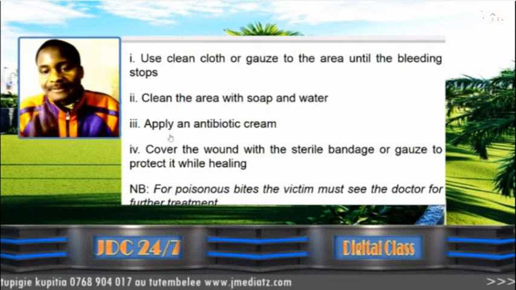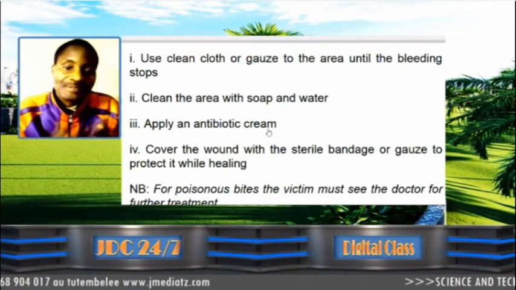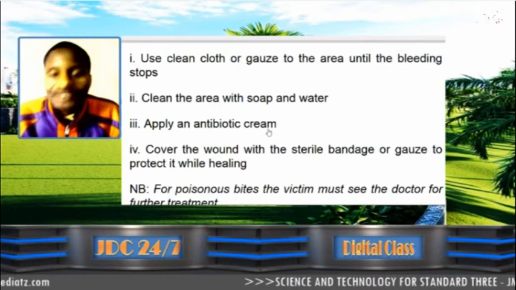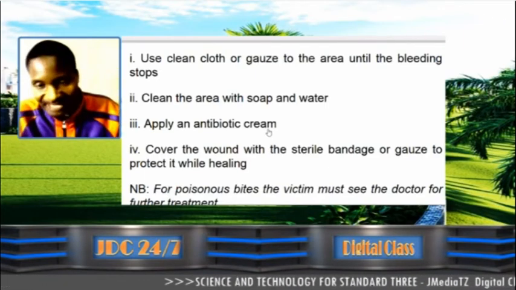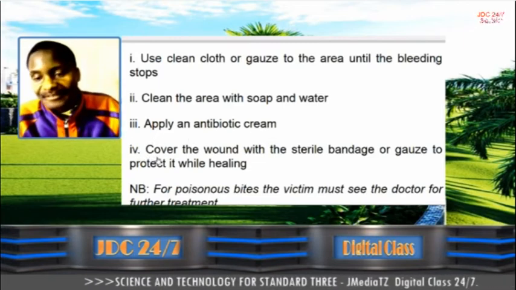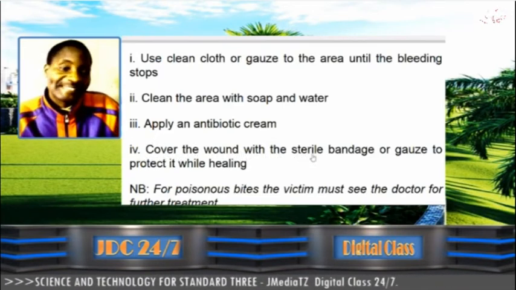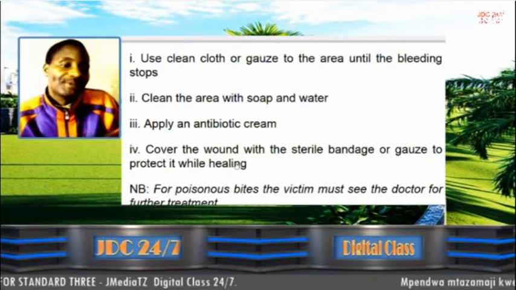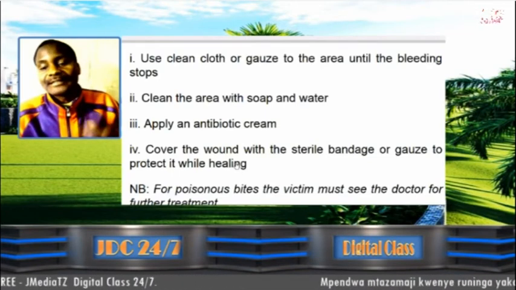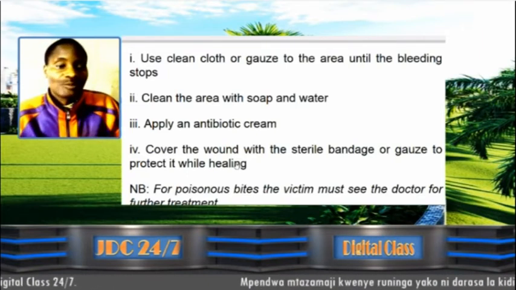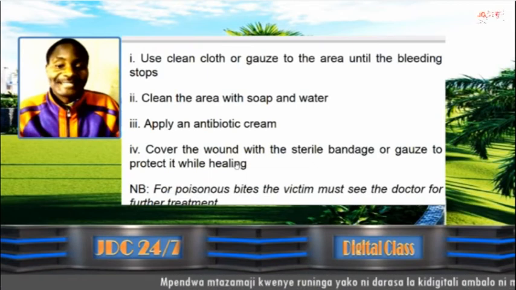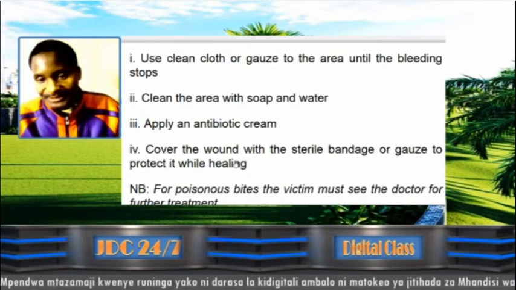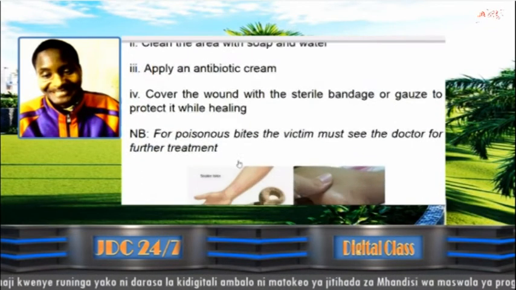And the other thing is to apply what we call an antibiotic cream, in order to go against the germs which could maybe endanger the bitten person, right? And the fourth procedure is to cover the wound with a sterile bandage or gauze to protect it while healing. So during healing, the wound should be protected or covered by the sterile bandage or gauze, right?